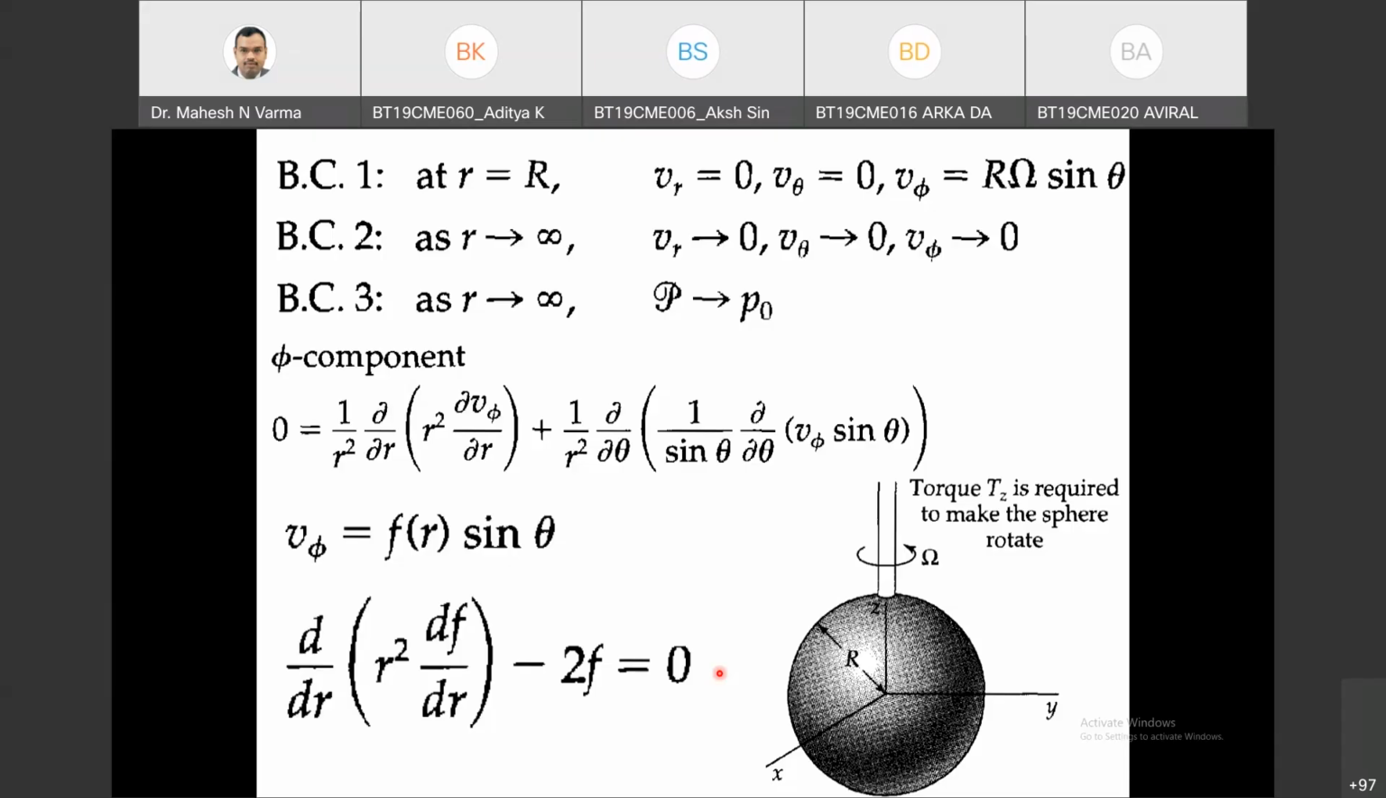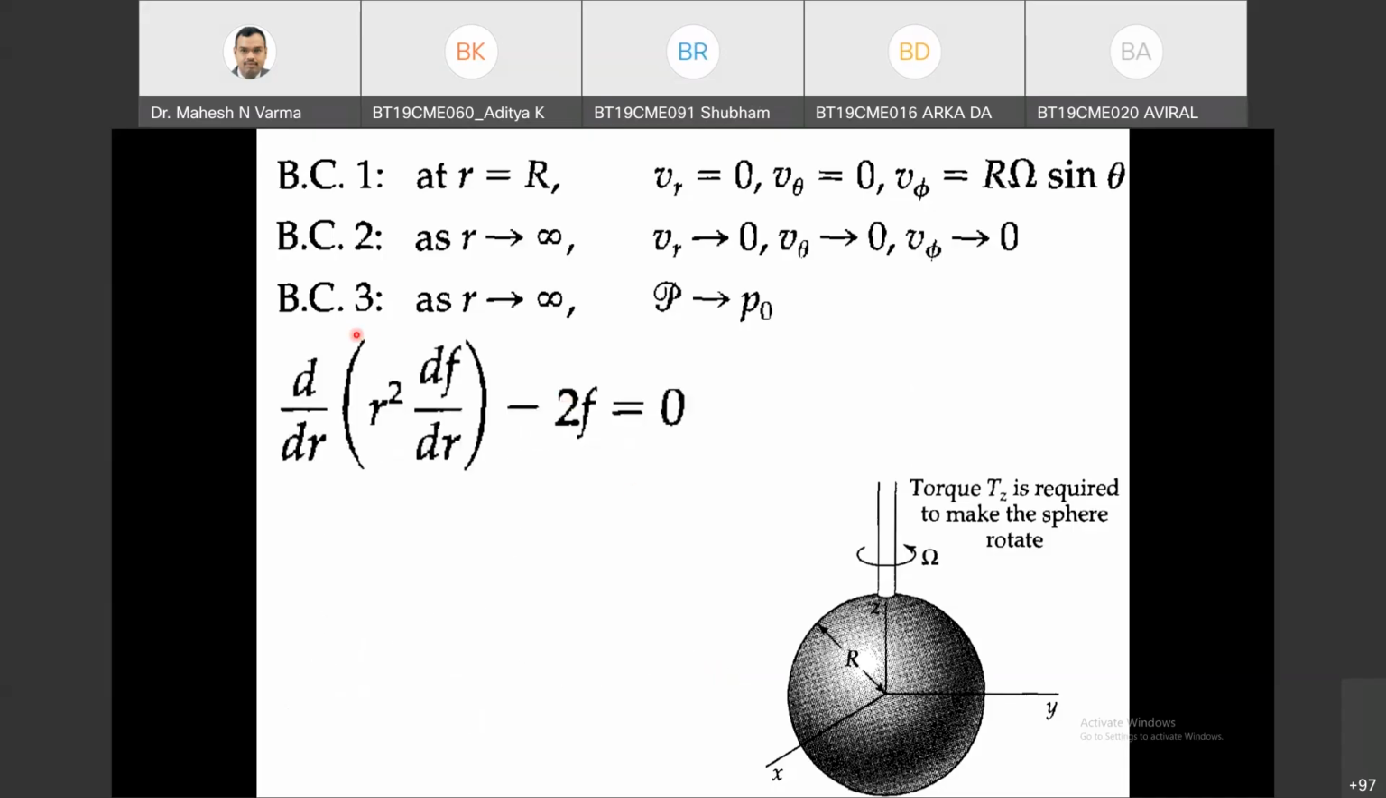Anybody else getting this equation? Roll number 60 got it. Anybody else can write in the chat box. Okay, very good. This equation has a solution of this form. Sometimes it will be written in exponential form, sometimes in sine cos form, and sometimes in hyperbolic sine, hyperbolic cos. It all depends upon the format of this standard differential equation.